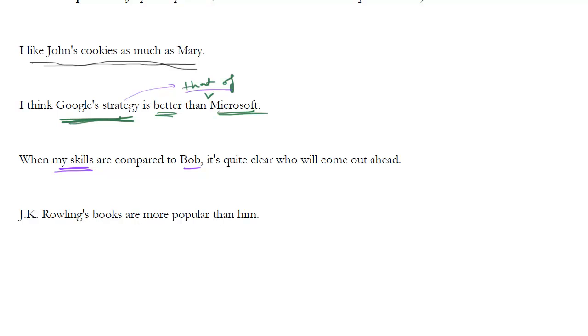J.K. Rowling's books are more popular than him. So be careful. We're comparing books to a person. So again, J.K. Rowling's books are more popular than his. That's fine. J.K. Rowling's books are more popular than his books. Okay. J.K. Rowling's books are more popular than those of him. I don't even think that makes any sense, so that wouldn't really work there. But the point is you have to make sure you're comparing like things in a sentence.